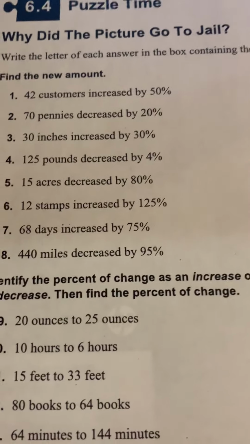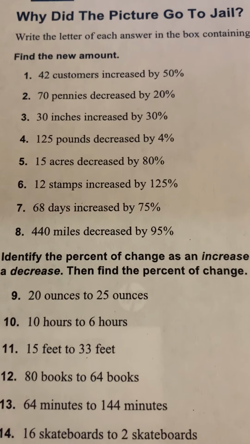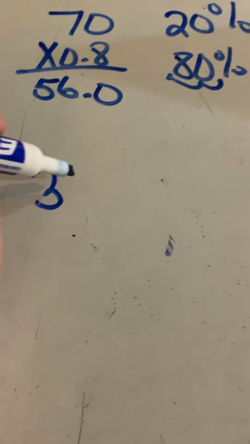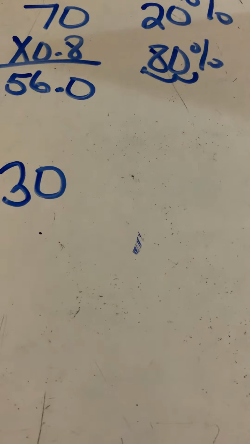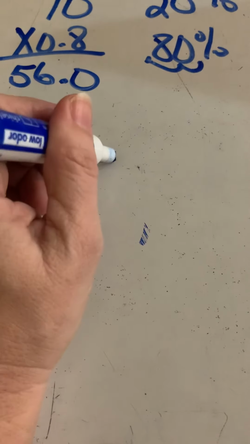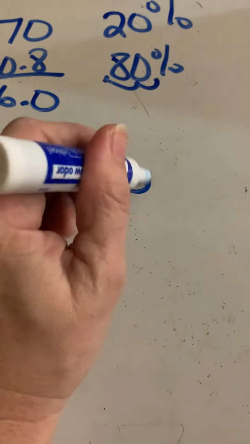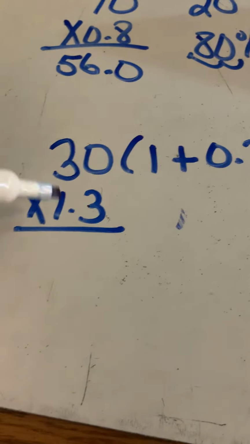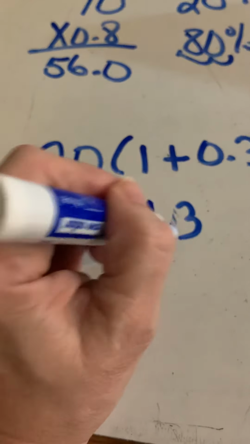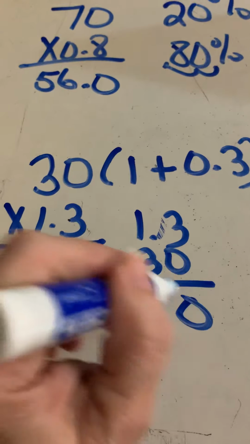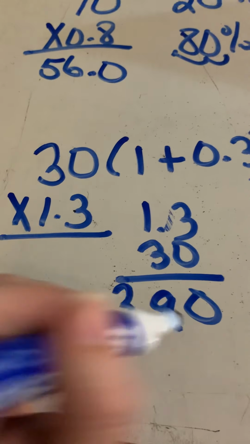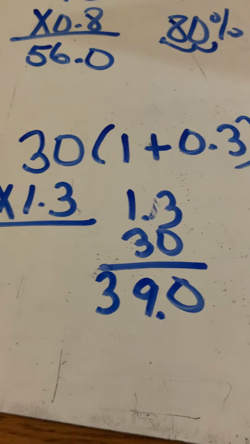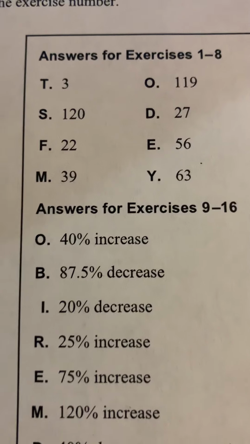So you approach all of these problems in the same way. 30 inches increased by 30%. So whenever you have an increase, you're multiplying it by that whole number. So you're multiplying that by 1 plus the 30%, which is 0.3, or times 1.3. Whenever I have a 0 in the number, I like to move it around here, okay, and drop that. So we have 9, and that's 3, so I have 39. So 30 pennies increased by 30% is 39, and you can see that the letter M is your answer.